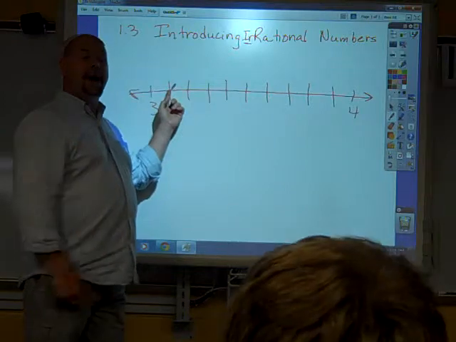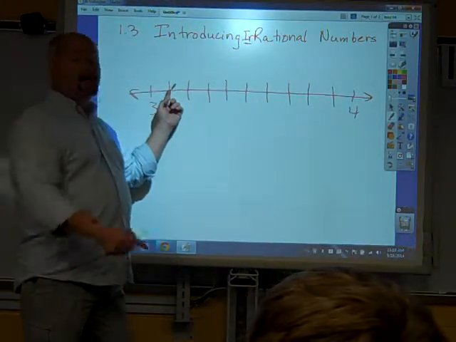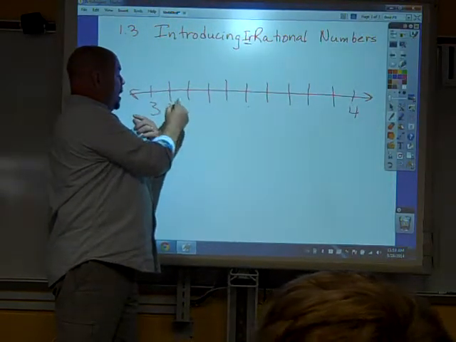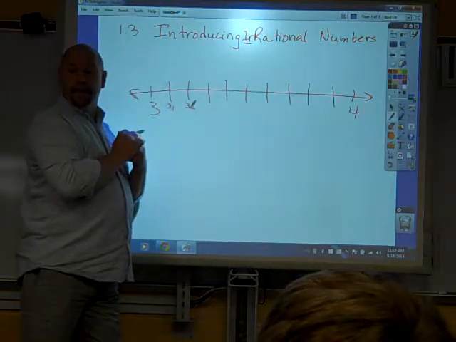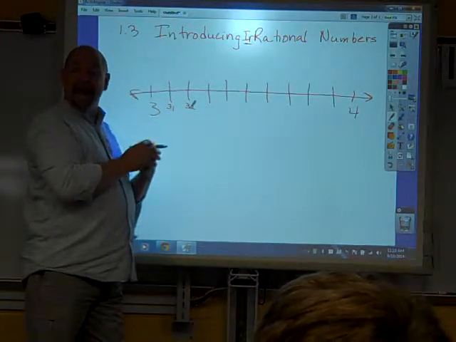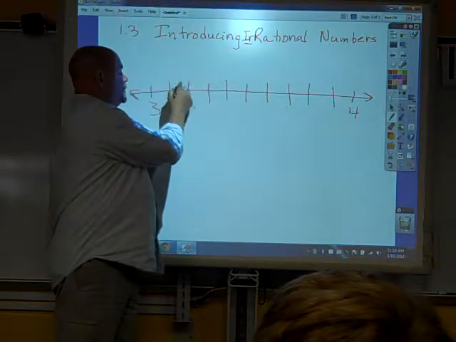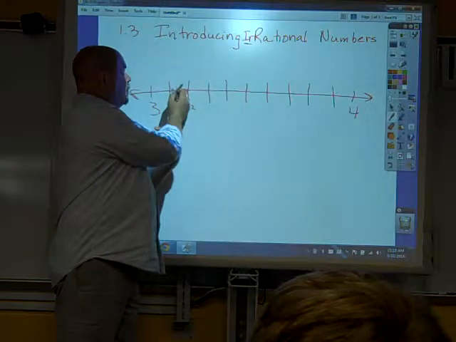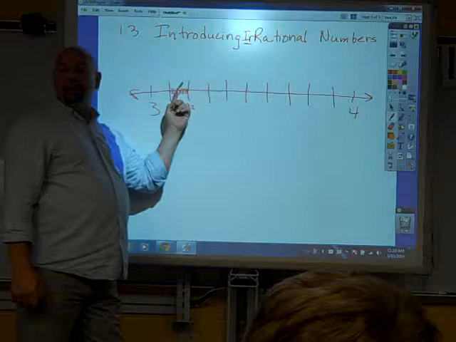What's the next number in pi? 4. 3.14, right? So the distance between 3.1 and 3.2, I'm going to divide up into how many divisions? 10 divisions again, and I'll move over 4 of them. Okay? So 1, 2, 3, 4, 5, 6, 7, 8, 9, 10. So I'll move over 4 of them. So right now I got 3.14 on my number line.